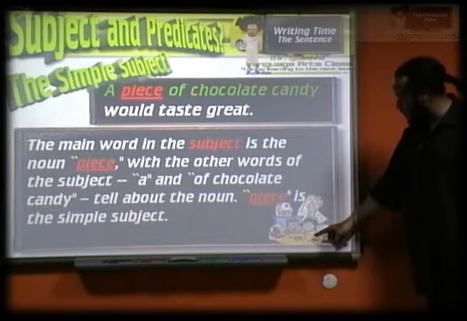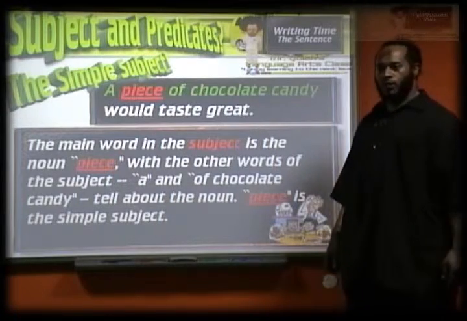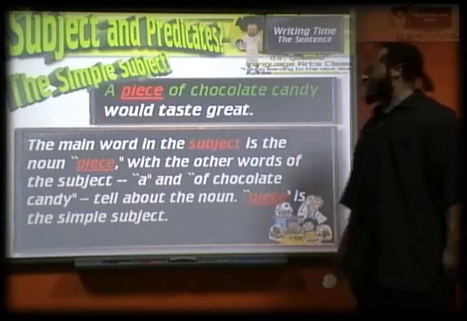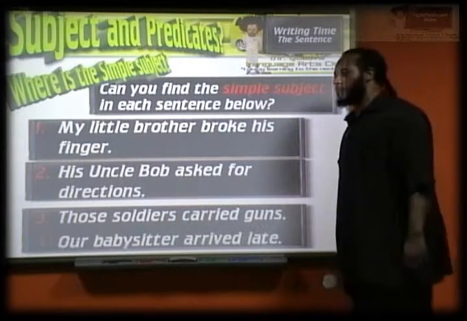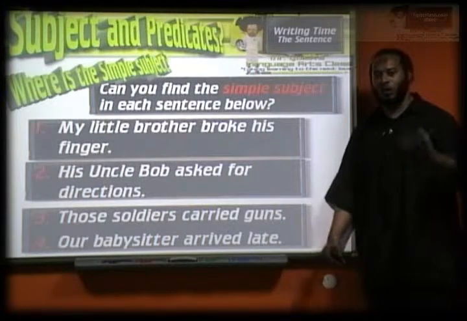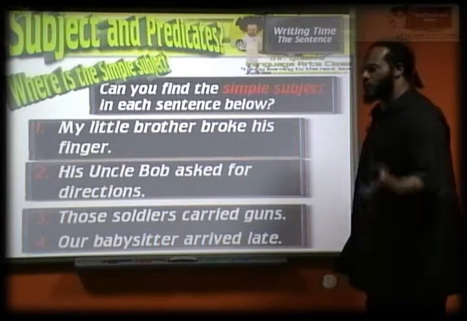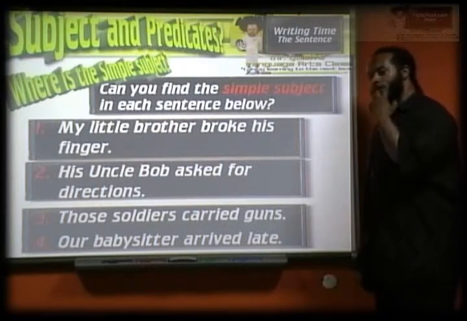And here are the people down here having some candy, and that would really taste great right now, having some chocolate candy right now. But where is the simple subject? Here we go. Here are some sentences. We're back at our sentences. You already have them written down. You can write them down again. You can pause the video for a second. Okay, now back.